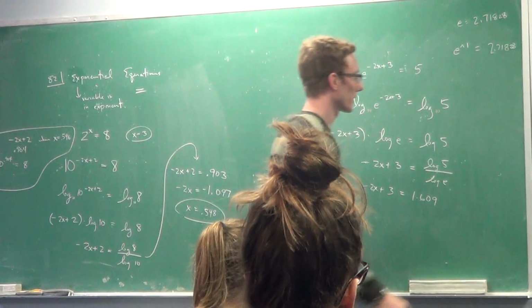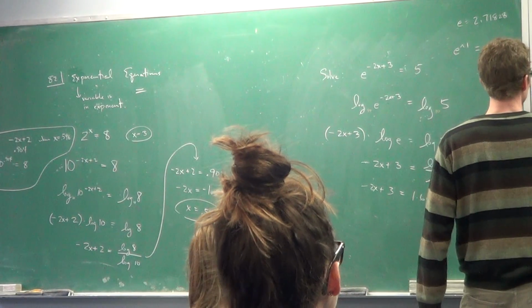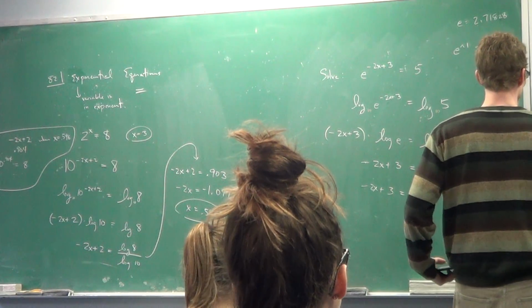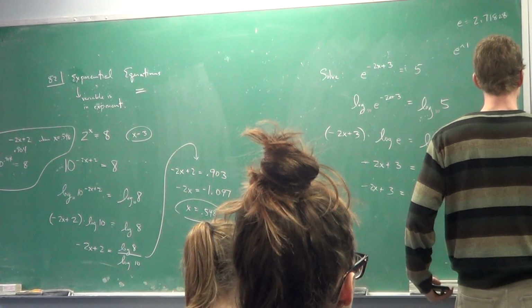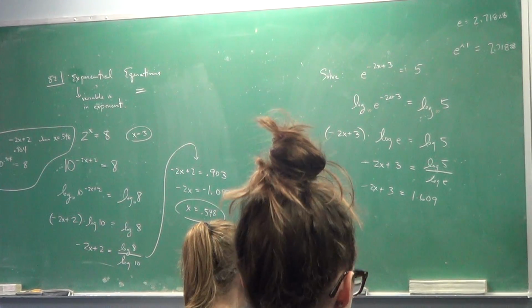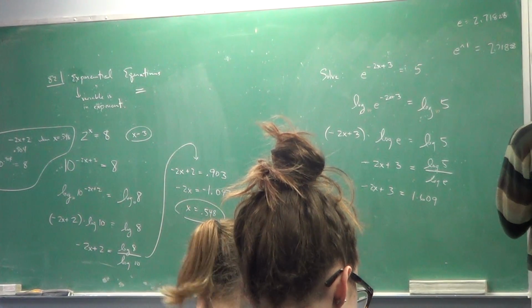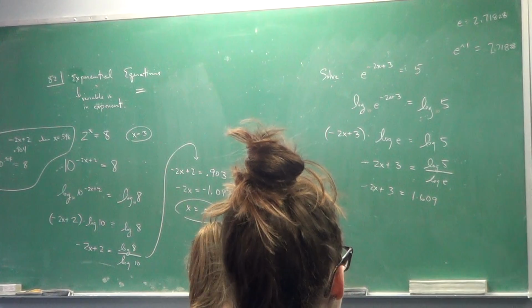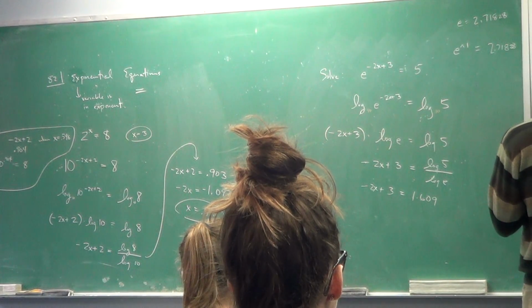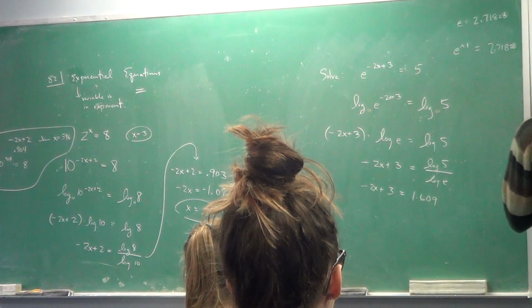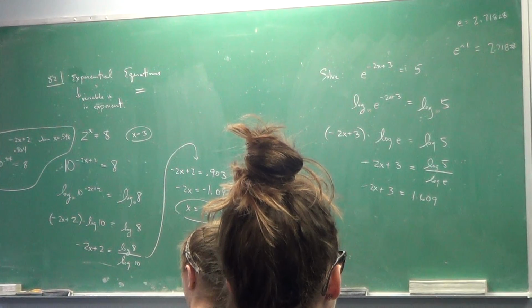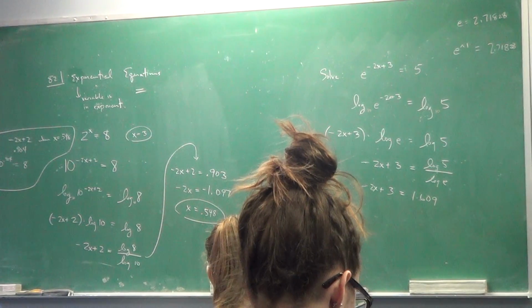So what I typed into my calculator was log 5 over log e, which is really log 5 over 2.71828. Log 5 is 0.6989. Log of 2.71828 is 0.4343, and then you divide, and you get 1.609.